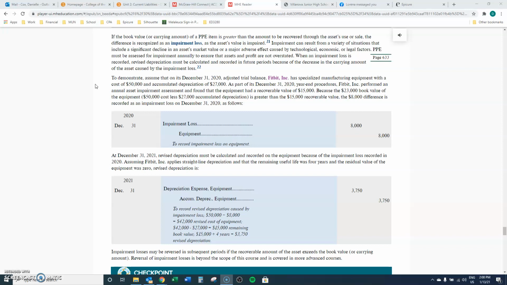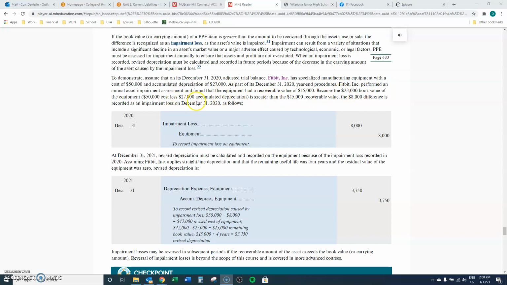So now you need to write that asset down to its market value. So here we're going to look through this example. Fitbit Inc. has equipment with a cost of $50,000 and accumulated depreciation of $27,000. As part of its year-end procedures, they perform annual asset impairment and find that the equipment has a recoverable value of $15,000. So $50,000 cost less $27,000 accumulated depreciation means it has a book value of $23,000.